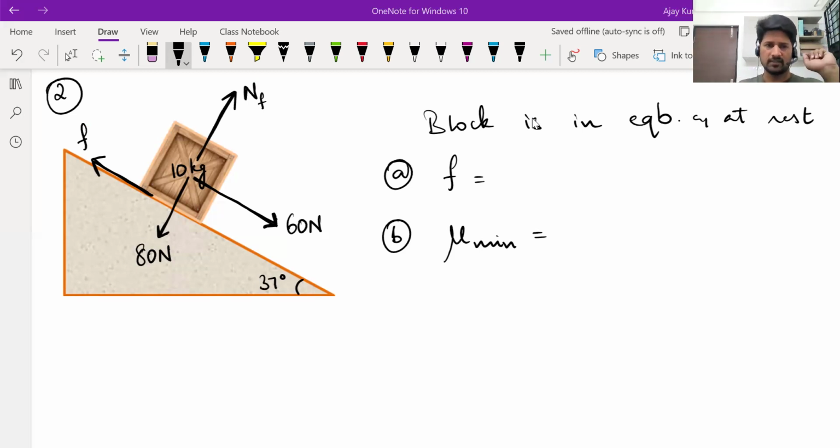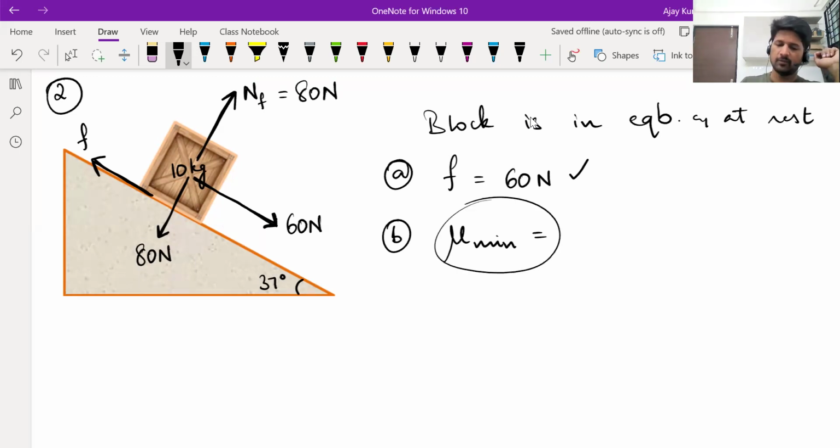Which force is friction balancing? For the block to be in equilibrium, which force is friction balancing? 60 newtons, sir. 60 newtons, the weight component along the incline. So friction must be 60 newtons. That's all. How much should the normal force be? Not much to think also. Normal force should be 80 newtons.